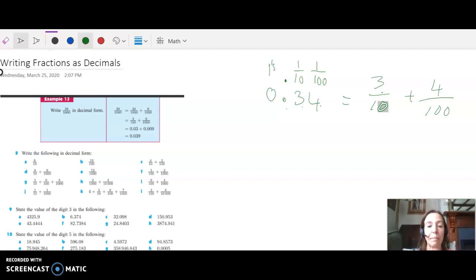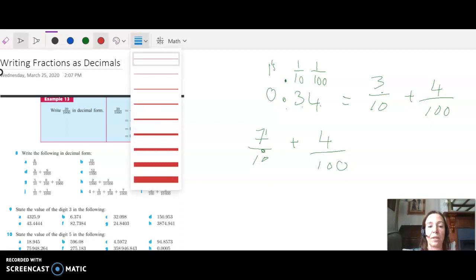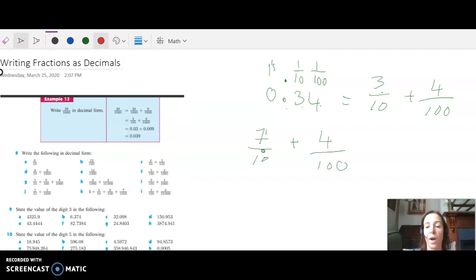Okay, and going backwards again, if I had something like 7 tenths and 4 hundredths, it would mean that the 7 is in my tenths column and the 4 is in my hundredths column. Now we have done adding our fractions. What is my lowest common denominator out of 10 and 100? Hopefully I heard all of you yelling out in absolute glee that you totally knew that 100 is my lowest common multiple.